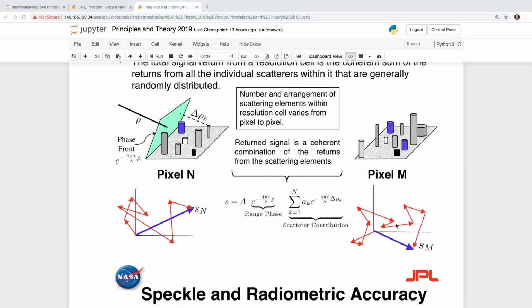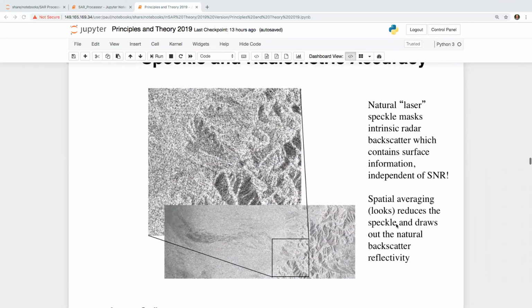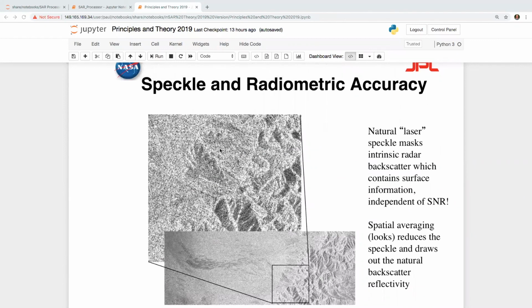It's unavoidable. Even if you have more power on the ground, you just get a brighter speckle pattern in your image. It doesn't help you discriminate features on the ground. This is a typical radar image, and you'll probably see it later when you do the first focusing example. It looks very salt-and-peppery from pixel to pixel because of this speckle pattern. There's nothing you can do from an SNR perspective to change that.